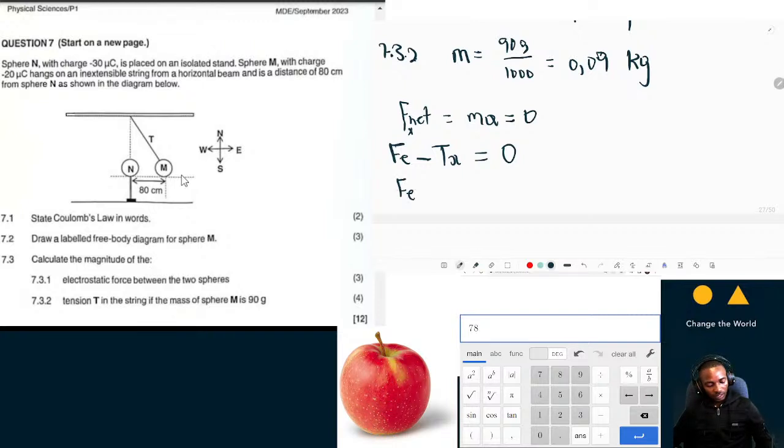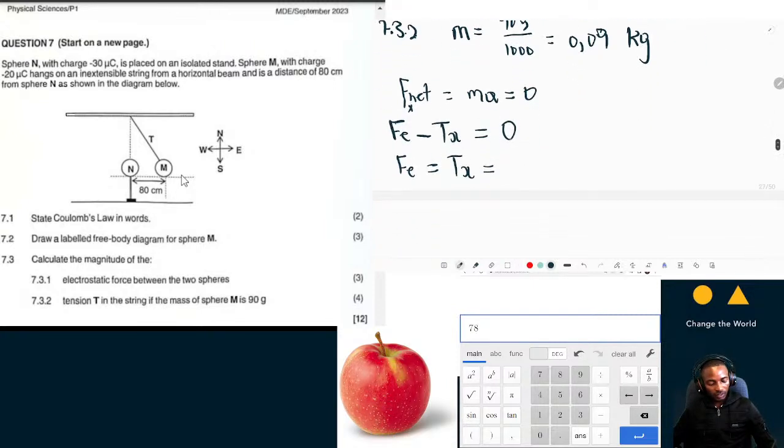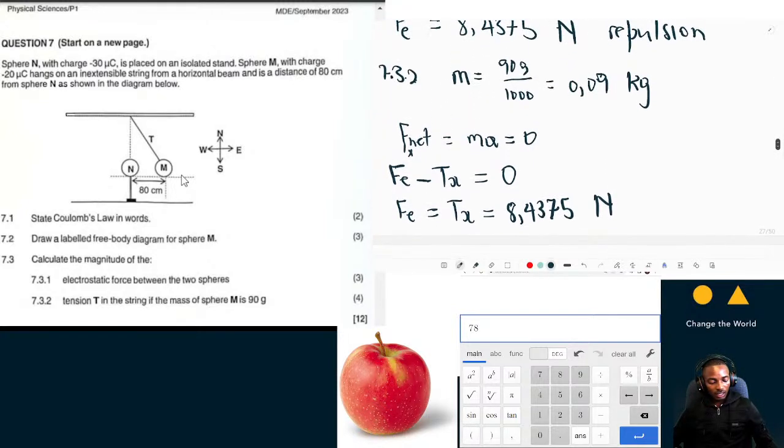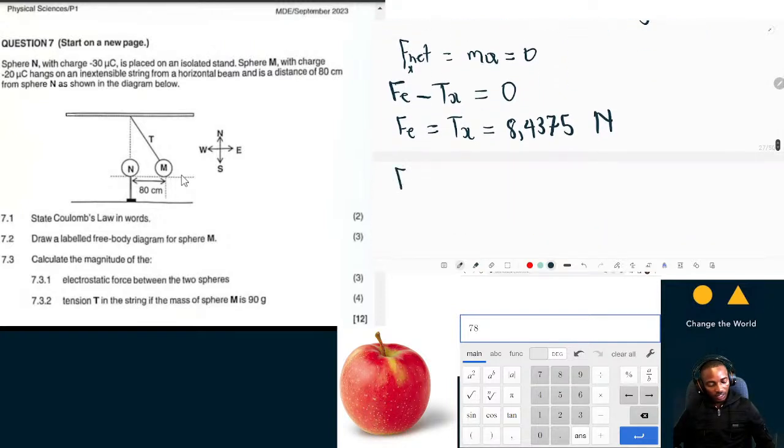Therefore, this electrostatic force should be equal to the x component of the tension, which is equal to, we calculated the electrostatic force there, it is 8.4375 newtons. So that's the x component of the tension. All right. Then now we're done with the F net in the x direction. Now let's calculate the F net in the y direction.